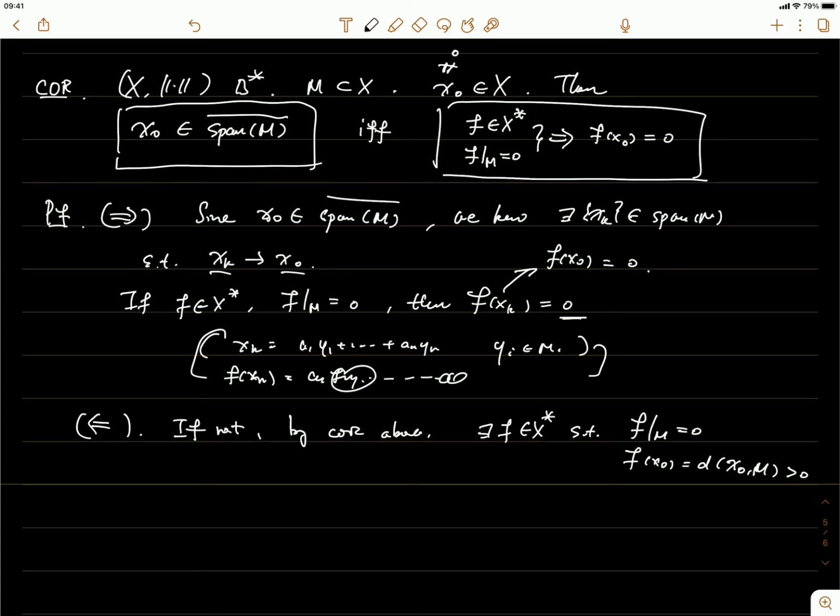But if this is the case, we will have violated this condition right here, because we do have some f in x star that takes the 0 value over the space M, but f of x naught is some number that is positive. That is a contradiction to the statement here, which says that as long as f satisfies these two, then f of x naught must be equal to 0. That's where the contradiction is.